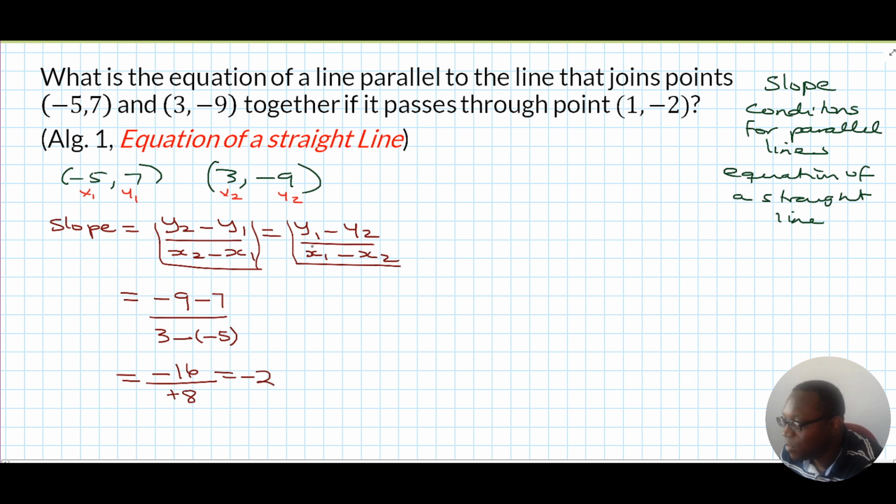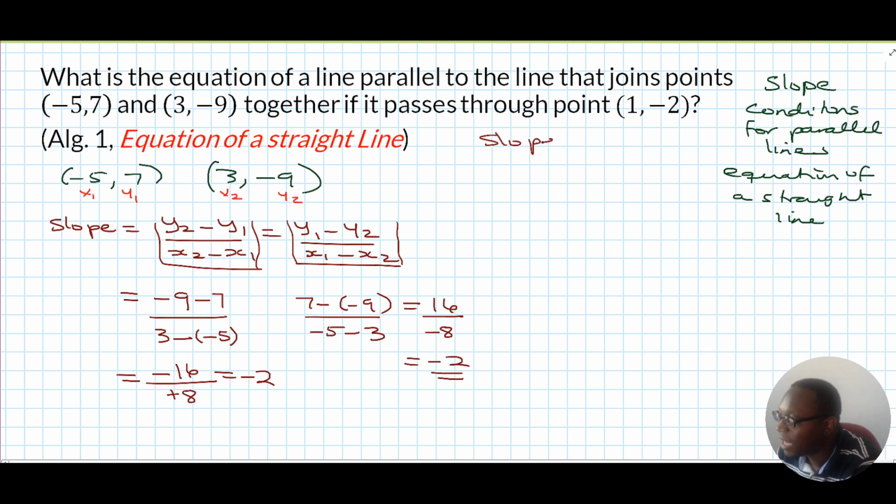So let me actually just show this to you. So y1 minus y2, y1 is 7 minus -9, divided by x1 minus x2, -5 minus 3. So this is going to give you 7 plus 9, which is 16, and -5 minus 3 is going to be -8. You can see that it also gives you -2. So that means the slope of the line that we're given is -2.